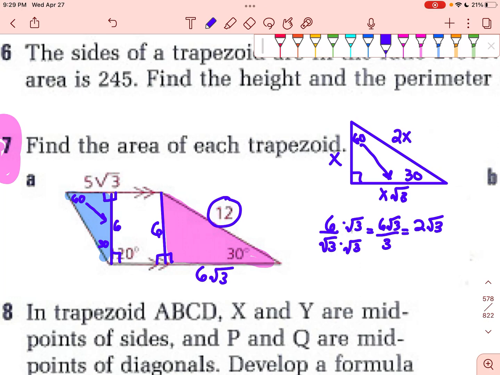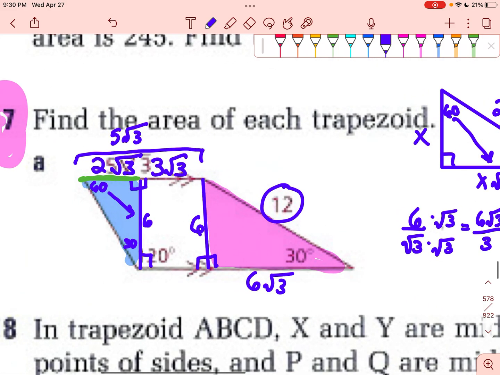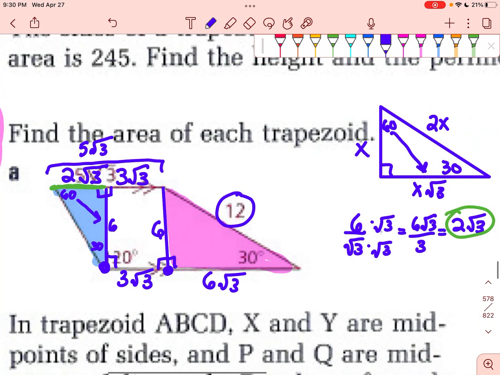And so what that means is that this green piece at the top right here is that 2 root 3. And so if this entire top is 5 root 3, and this piece is 2 root 3, okay, 5 root 3 minus 2 root 3 leaves me with 3 root 3. So now I know the bottom is also 3 root 3 right here. And so from here, you can go ahead and you can start calculating the area. Now it's up to you. If you would like to, you know that obviously this bottom right here is 9 root 3.